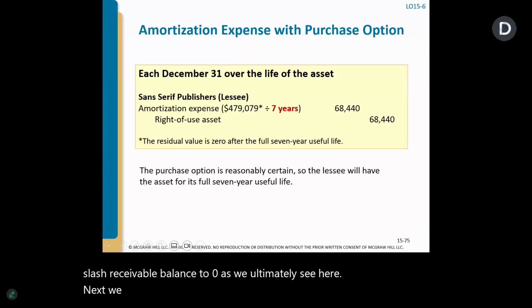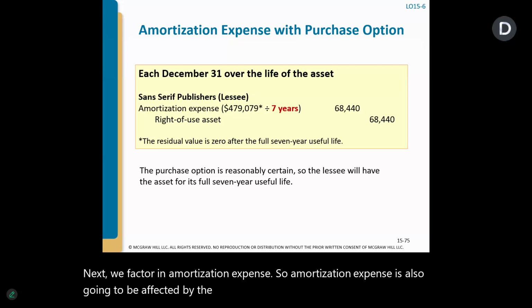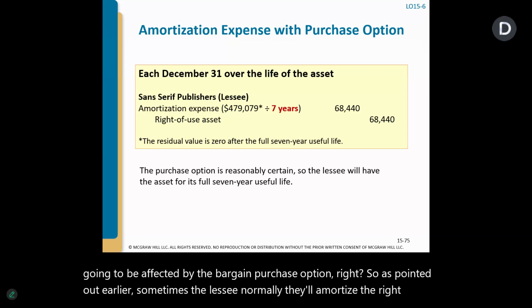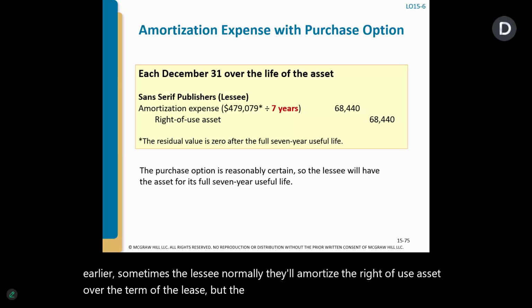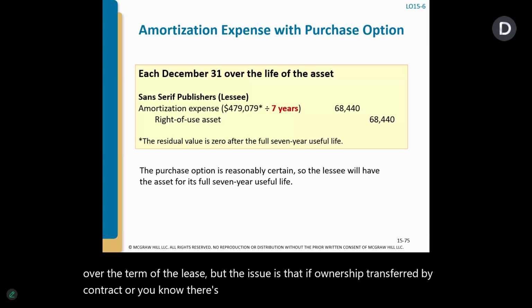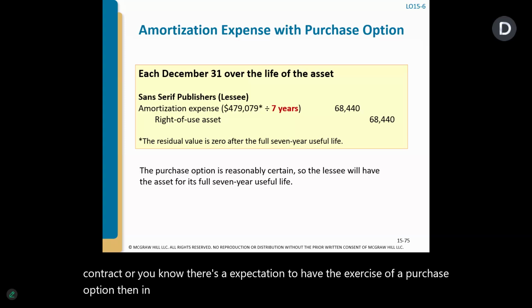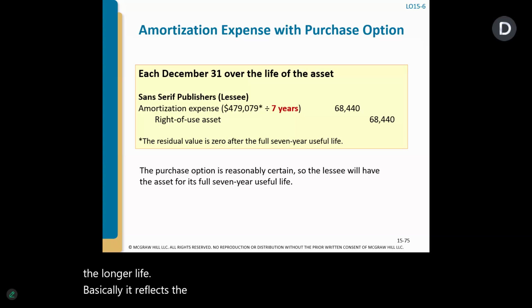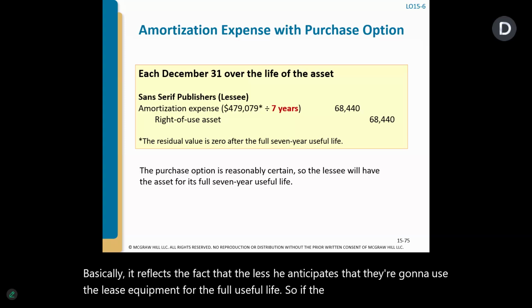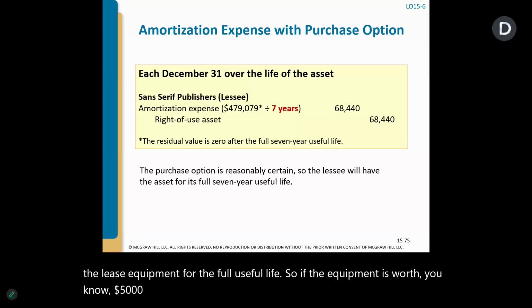Next, we factor in amortization expense. Amortization expense is also going to be affected by the bargain purchase option, right? As pointed out earlier, normally the lessee will amortize the right of use asset over the term of the lease. But if ownership transfers by contract, or there's an expectation that a purchase option will be exercised, then the lessee is more than likely going to amortize over the longer useful life. This reflects the fact that the lessee anticipates using the leased equipment for the full useful life. So if the equipment is worth $5,000, then in such case, they're using up the entire $5,000 value of the asset.